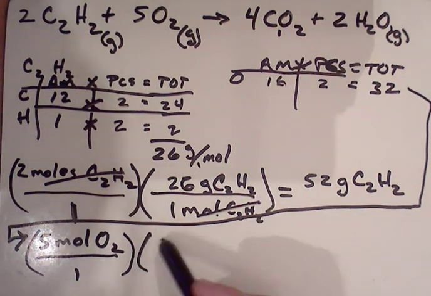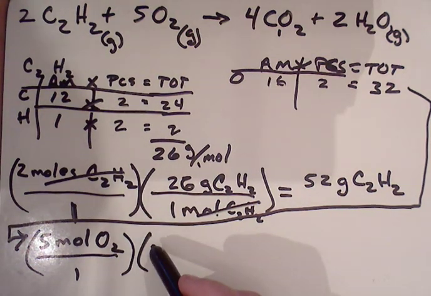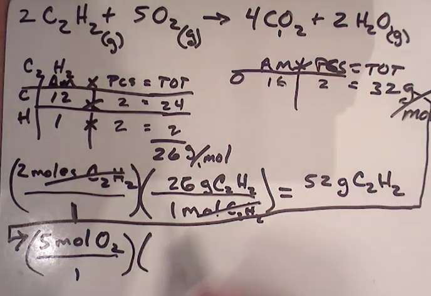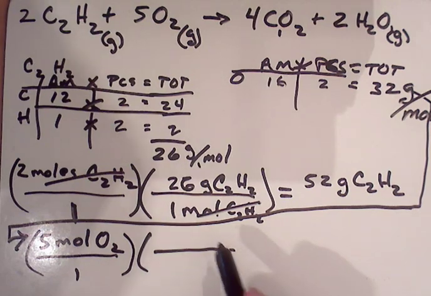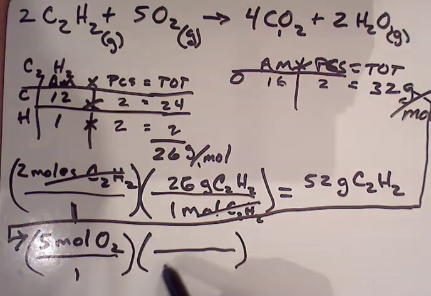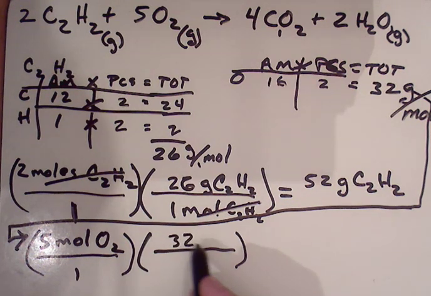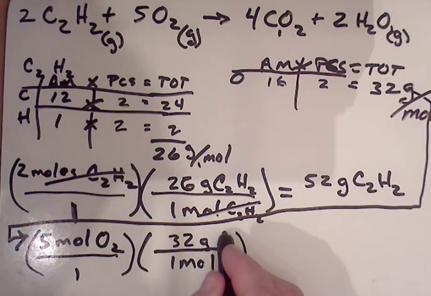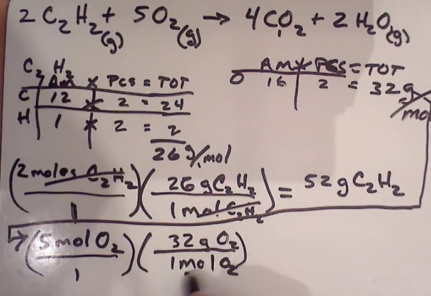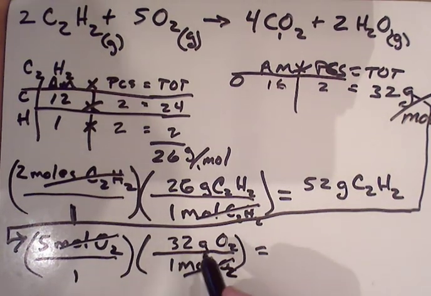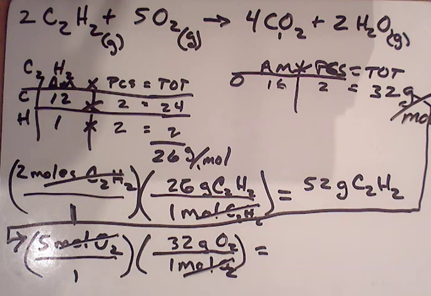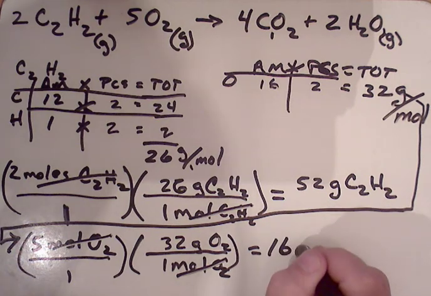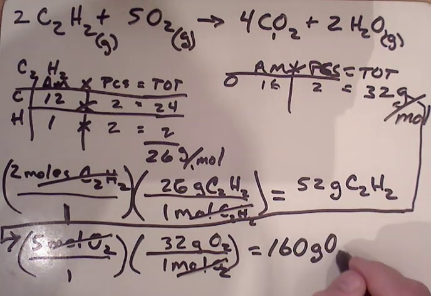And we're going to then look at here. Remember, this is grams per mole. We want to get rid of the moles because we want to find out the masses. So we're going to put 32 grams per 1 mole of O2 for each. The moles of O2 cancel. That leaves us with 5 times 32. 5 times 32 is equal to 160. So now we have 160 grams of O2.